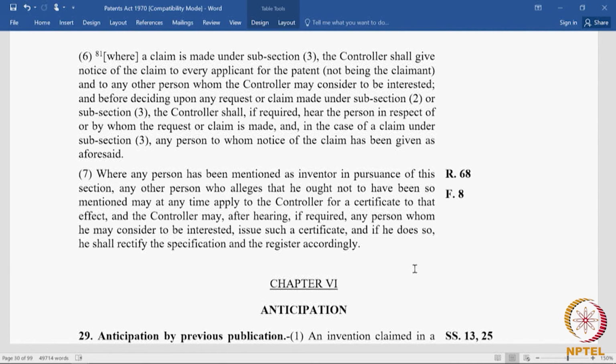So, there could be a question: how do you rectify a person whose name has been mentioned as the inventor under section 28, but you are aggrieved or you feel that it needs to be corrected? What is the procedure to be followed? The procedure is under 28(7): you approach the controller for a certificate.